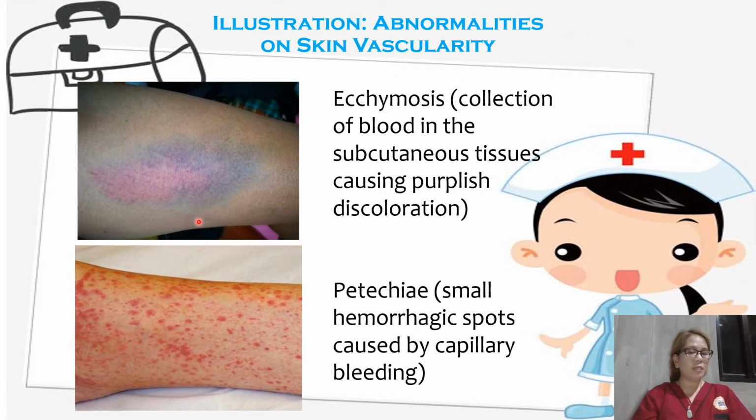So this image is an example of ecchymosis, wherein there is a collection of blood in the subcutaneous tissue that causes the purplish discoloration, usually due to injury or if there is a problem with the blood disorders. Okay, petechiae. This is an example usually found in the patient with dengue. These are small hemorrhagic spots that are caused by capillary bleeding.